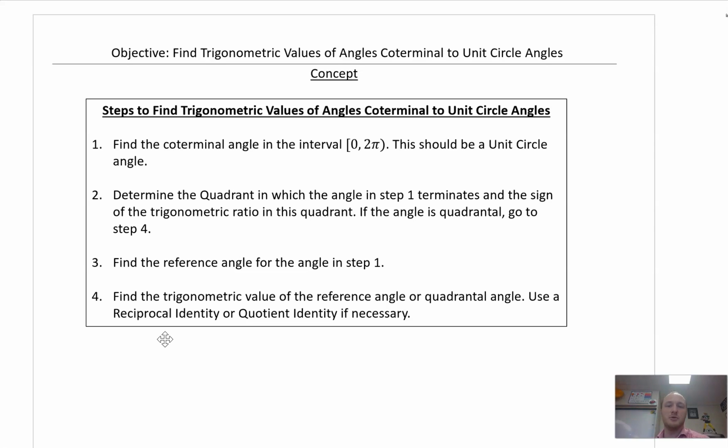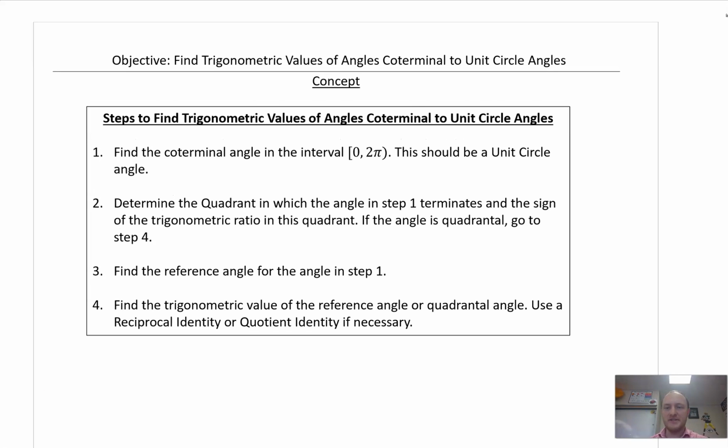Step 2, determine which quadrant the angle in step 1 terminates in. So like, where is it? And then the sign of that trigonometric ratio, right? Because if it's in quadrants 1 and 2, I know that sine is positive. If it's quadrants 3 and 4, I know that sine is negative, right? Because sine is the y value. And same for cosine, right? You need to know where it is positive and where it is negative.